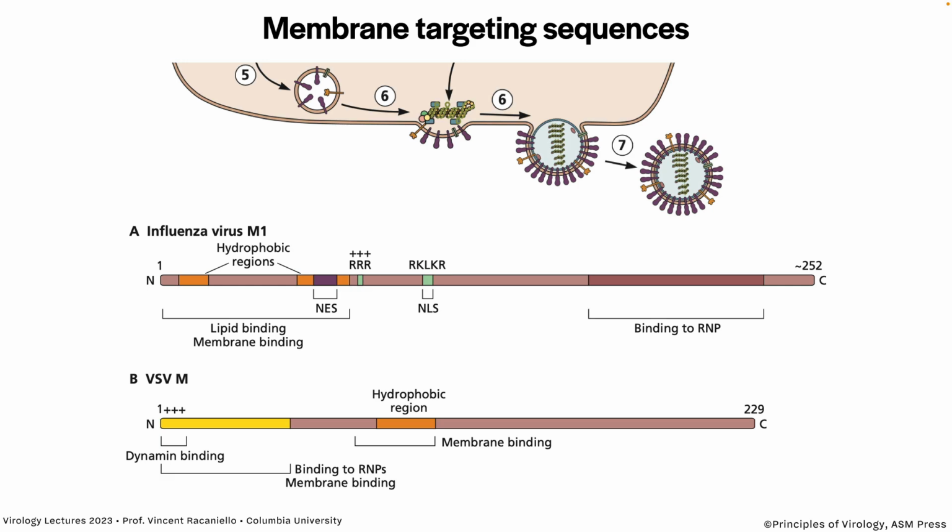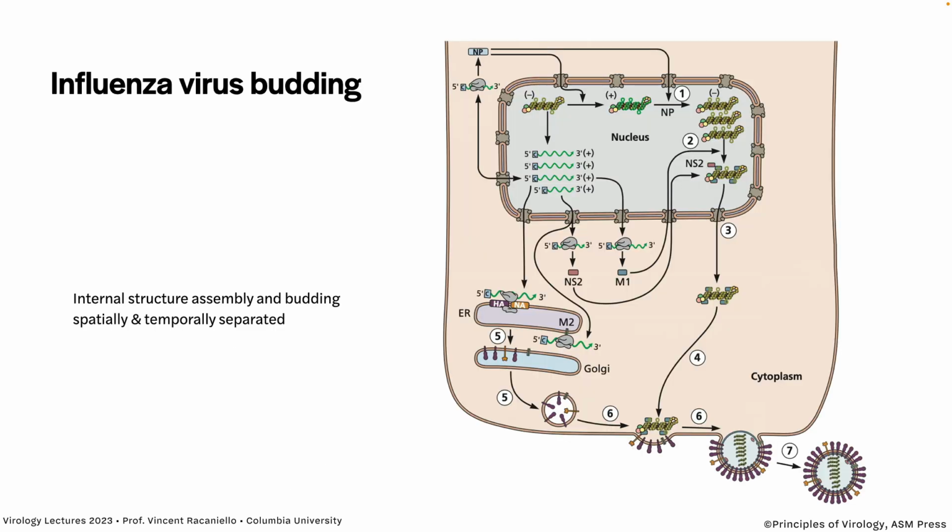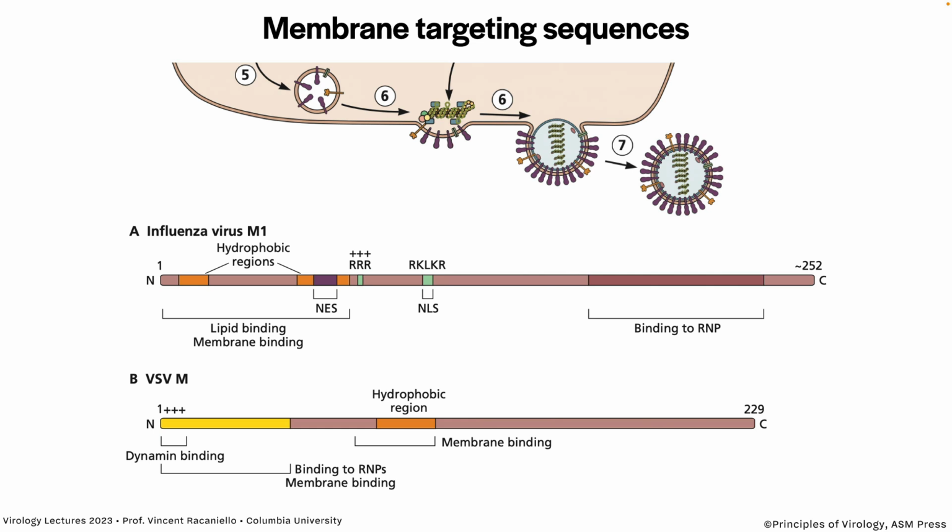Let's go back to the previous slide. So M protein is here. It's going in the nucleus. It's going to bind the RNP, and then it's going to get shipped out. So it also has a nuclear export sequence. So M1 directs its own import, and then it directs the export of the RNP.